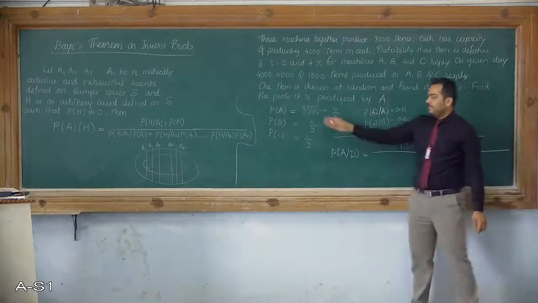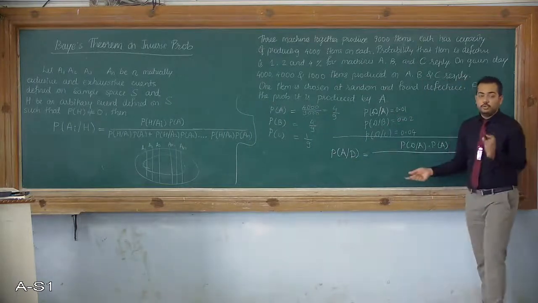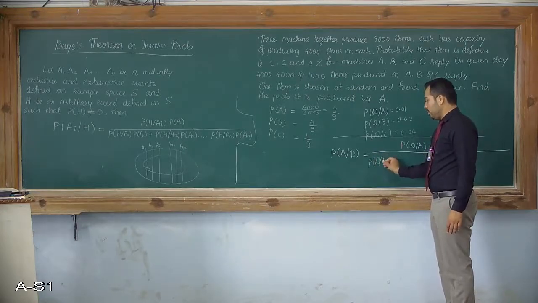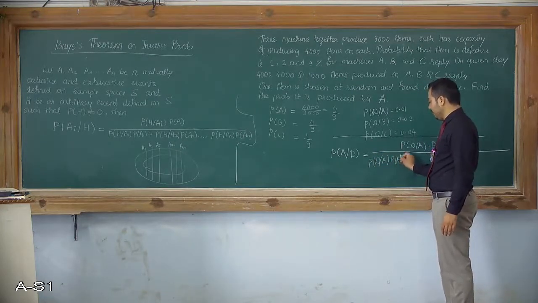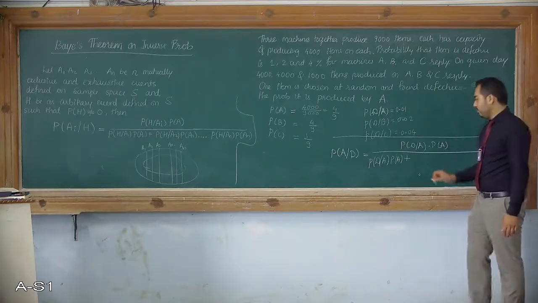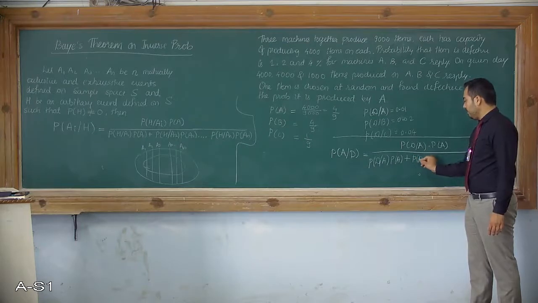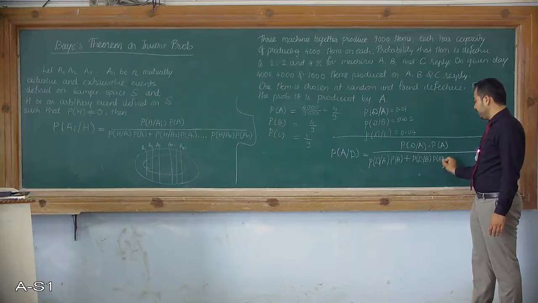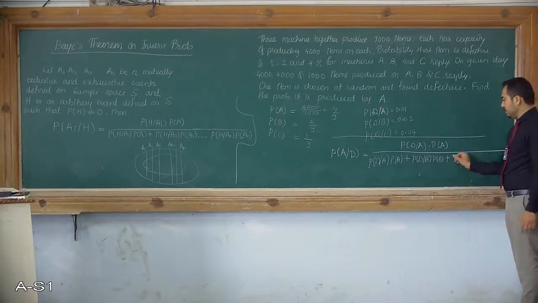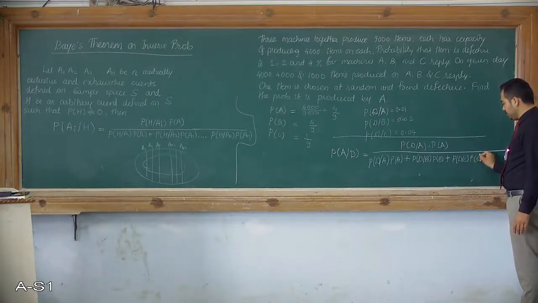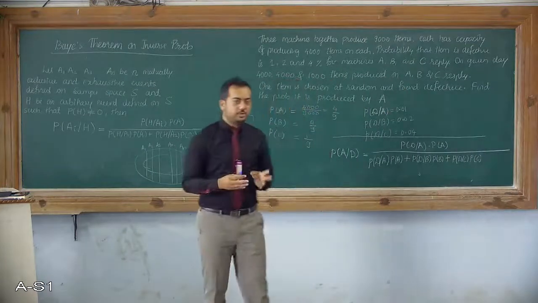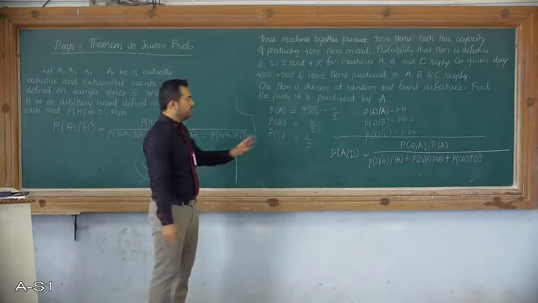And we have three events here, so in the denominator we are going to have three terms. The first term is the probability of a defective item on machine A into probability of A. Then the second is the probability of a defective item on B into probability of B. And the third is the probability of a defective item on C into probability of C. This is how you expand it. It depends on the number of events you have in the problem. Here we have three events, so this way we need to expand it.